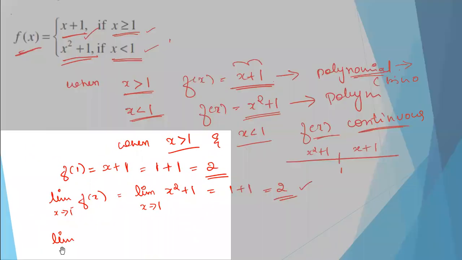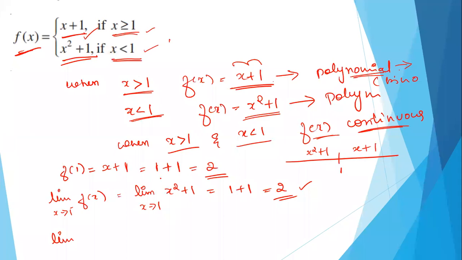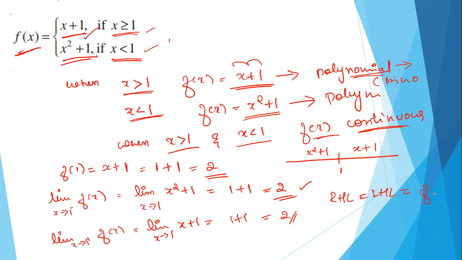Next, right hand limit. Limit x tending to 1 plus of f of x, that is limit x tending to 1 of x plus 1, that is also 1 plus 1, 2. So the right hand limit is same as the left hand limit, and it also equals the function value at x is equal to 1. So what can we conclude?